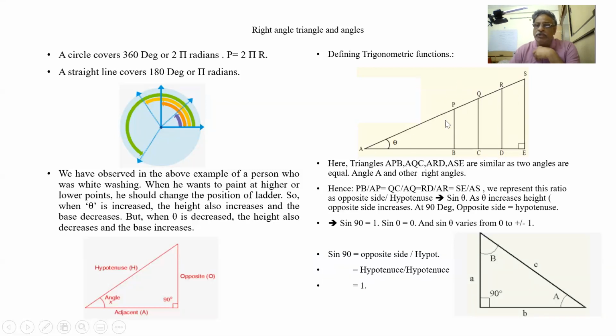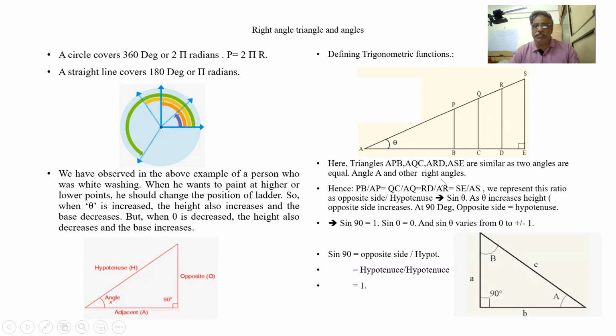When these ratios are the same, we define this ratio as sin theta. What is sin theta? Opposite by hypotenuse. Adjacent side by hypotenuse is cos theta. Opposite by adjacent side is tan theta. So we define three trigonometric functions because this ratio is the same. Once we have a fixed ratio, because of similar triangles, the ratio is fixed.